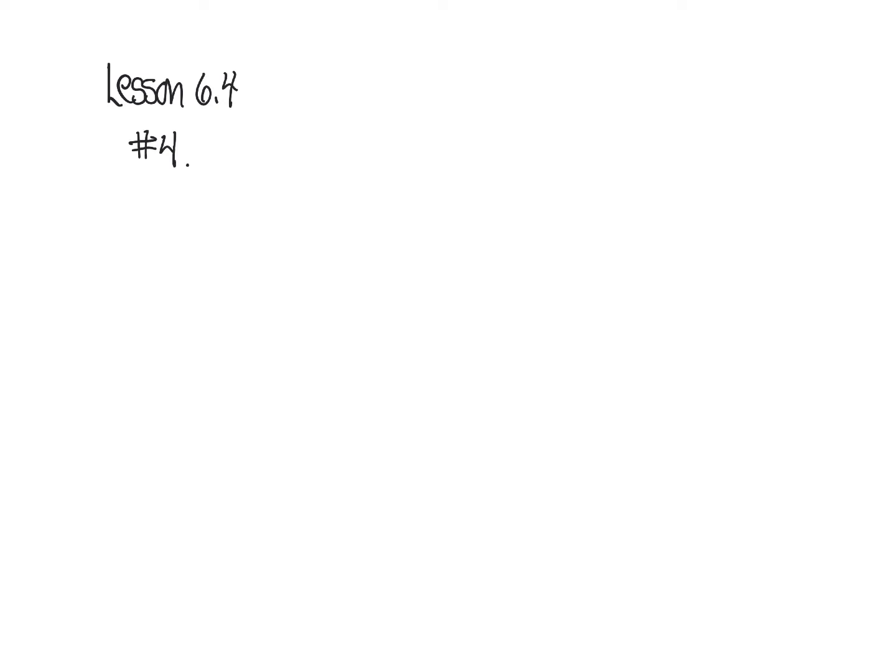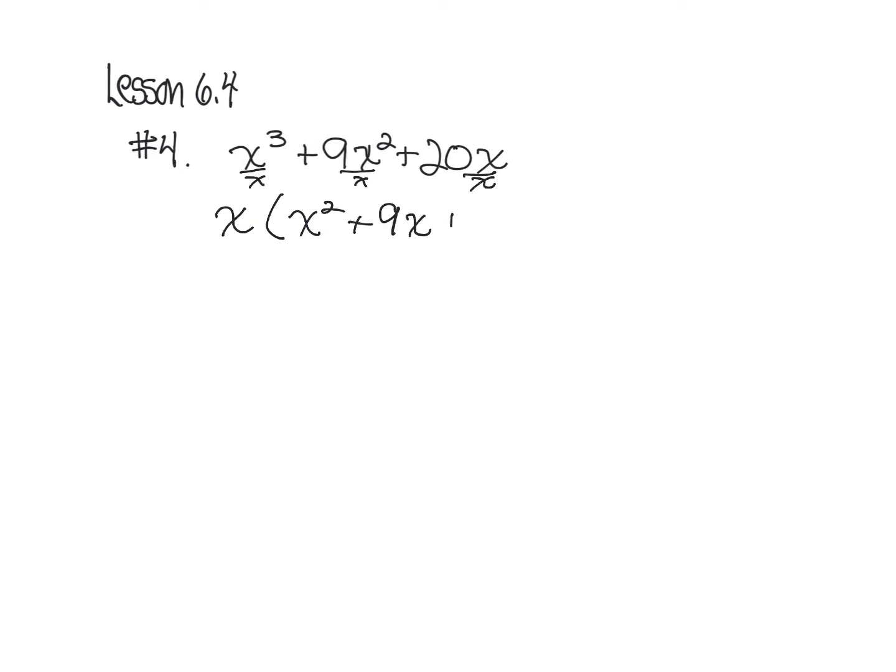So for number 4, they gave us 3 terms again. And we will look for the greatest common factor. In this case, the greatest common factor is x. And if you divide an x out of all 3 terms, you end up with a trinomial, x squared plus 9x plus 20.